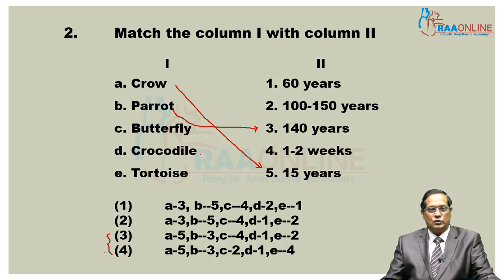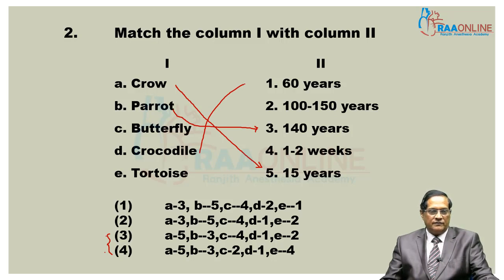Crocodile lifespan is 60 years. Butterfly lifespan in these examples is the least, that is 1 to 2 weeks. That is for the third. Answer is 4. Now come to this one, A5, B3, C4, and let's start with D1, that is crocodile 60 years, and E2, that is 150 years. That is 100% matching, seen in the third example.